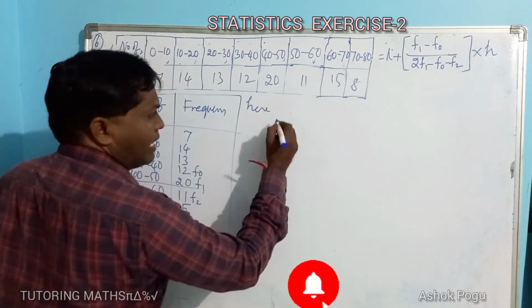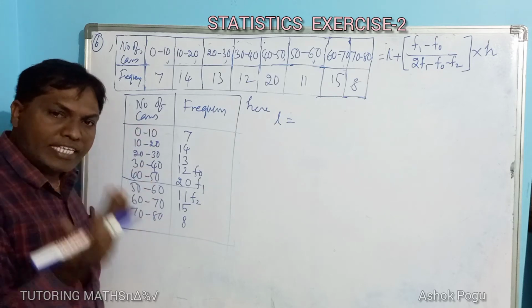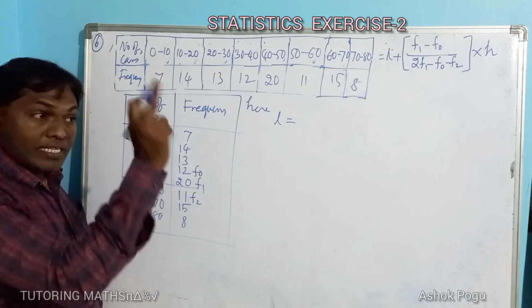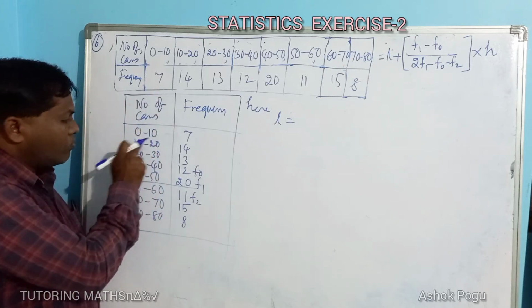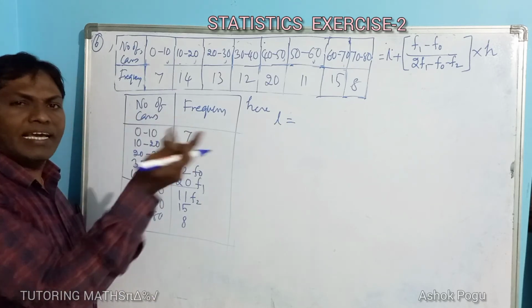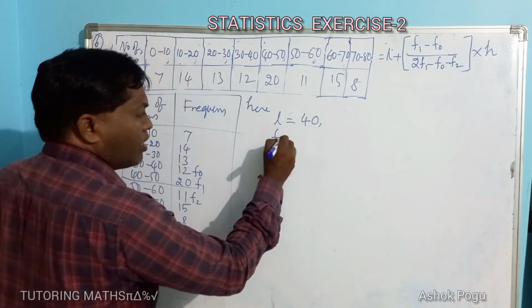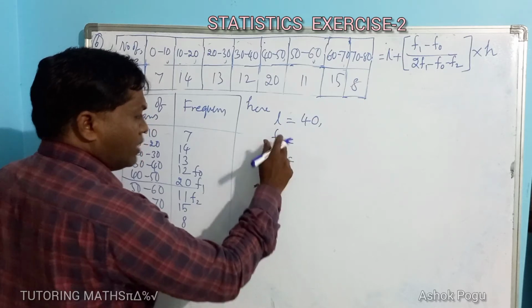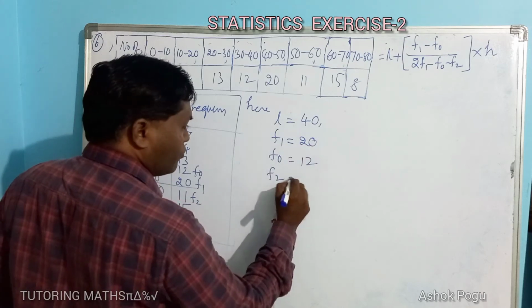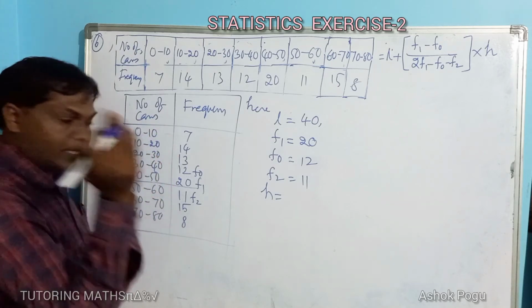Here, what is L? It is the lower boundary of the modal class. This is also an exclusive type of class. Already I have told you in our previous video which are called exclusive: 10 to 20, 20 to 30, 30 to 40, the chain pattern. So it is exclusive type, and the lower limit is taken directly as the lower boundary. F1 is 20, F0 is 12 and F2 is 11. And h, the class height, 10, 20, 30, 40, is 10.